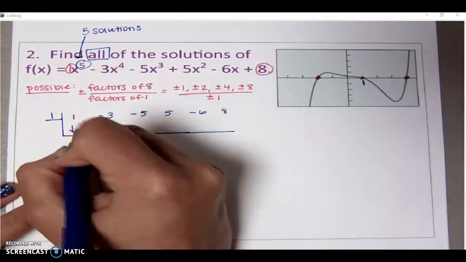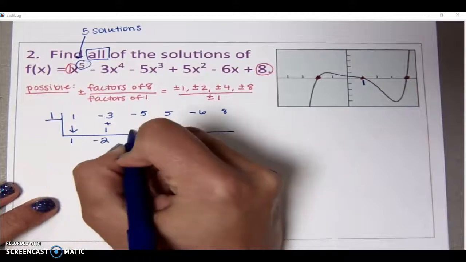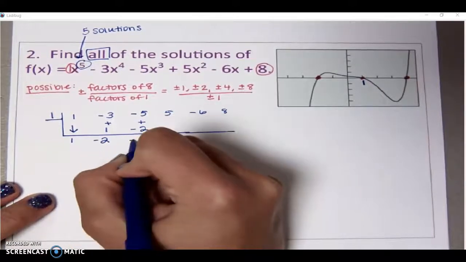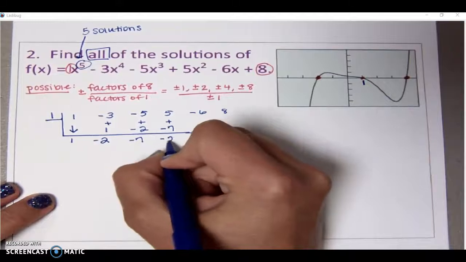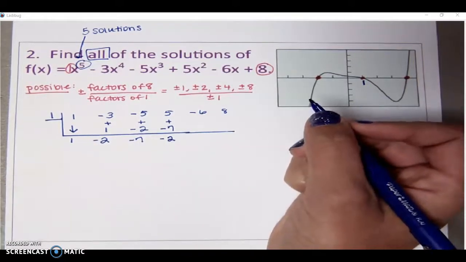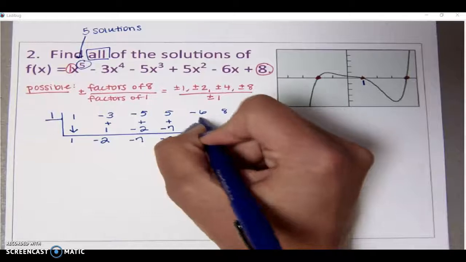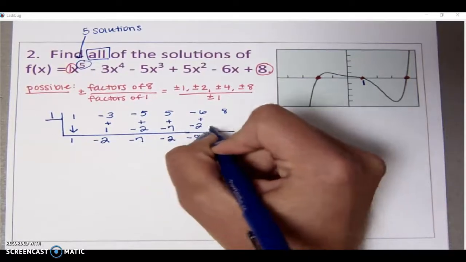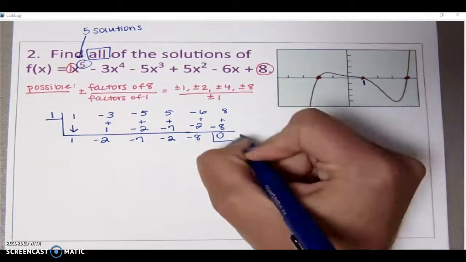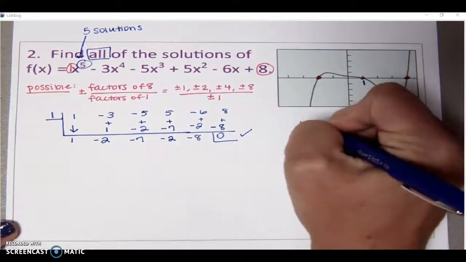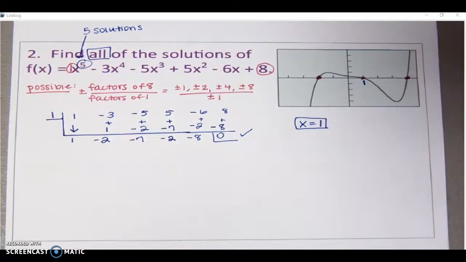So if we bring down our first term and multiply, add, multiply, add, multiply, add, multiply, and then when we add, we see we do have 0 there. So that tells us x equals 1 is going to be one of our solutions here.